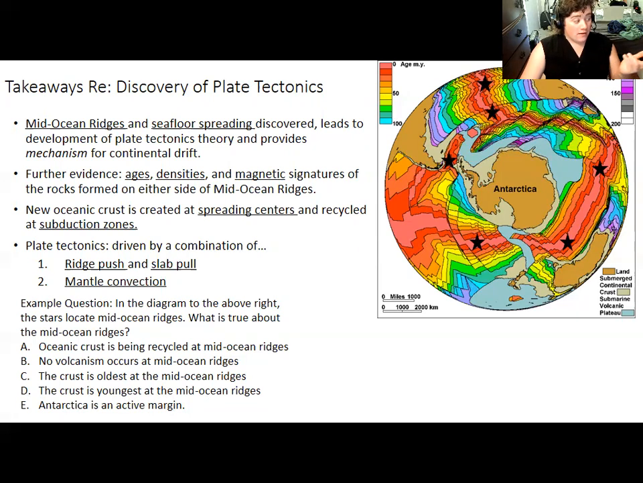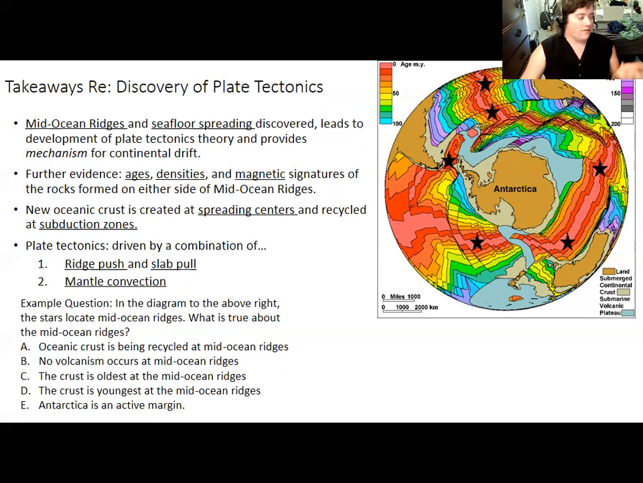A, we can rule out because subduction, aka when the crust goes into the trenches, is when crust is recycled. It's being made at mid-ocean ridges. And if it's being made, you have volcanism. It is fundamentally volcanoes erupting. The crust is not oldest at the mid-ocean ridges. That doesn't make sense because that's where the magma is first erupting and cooling into oceanic crust.